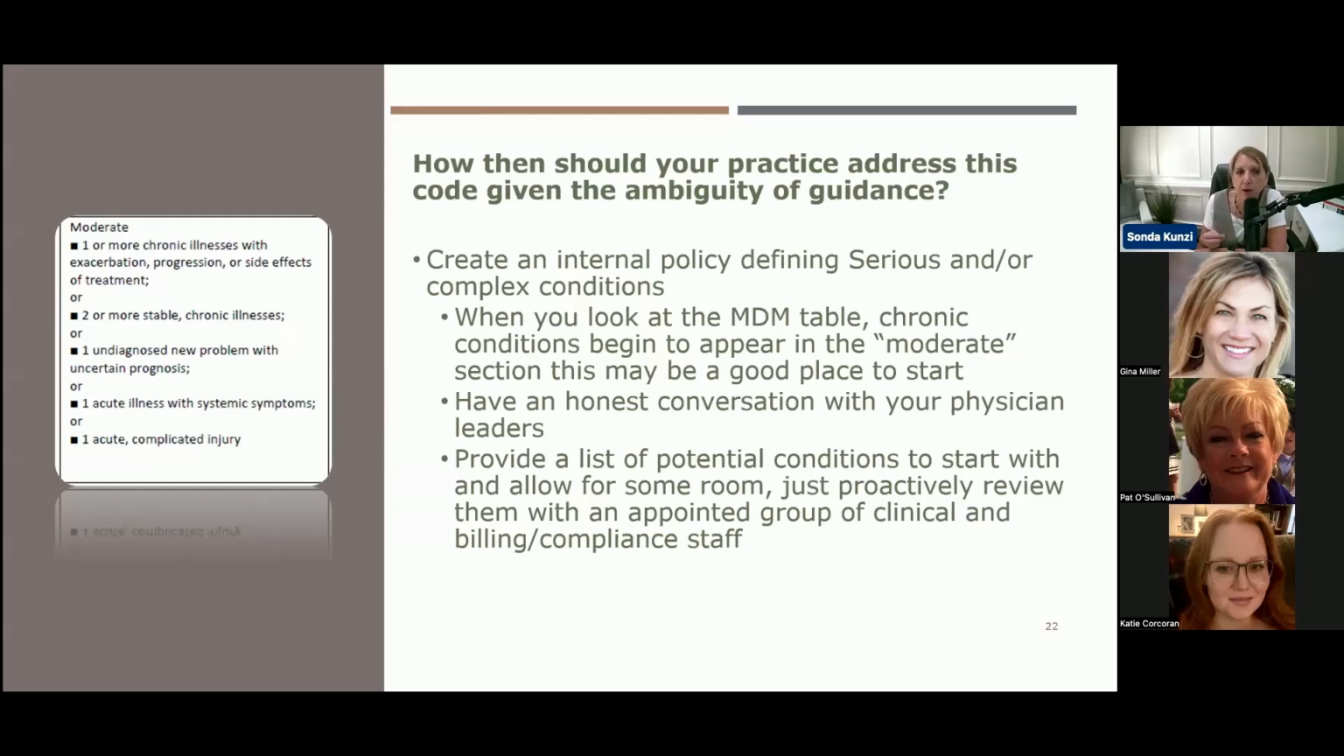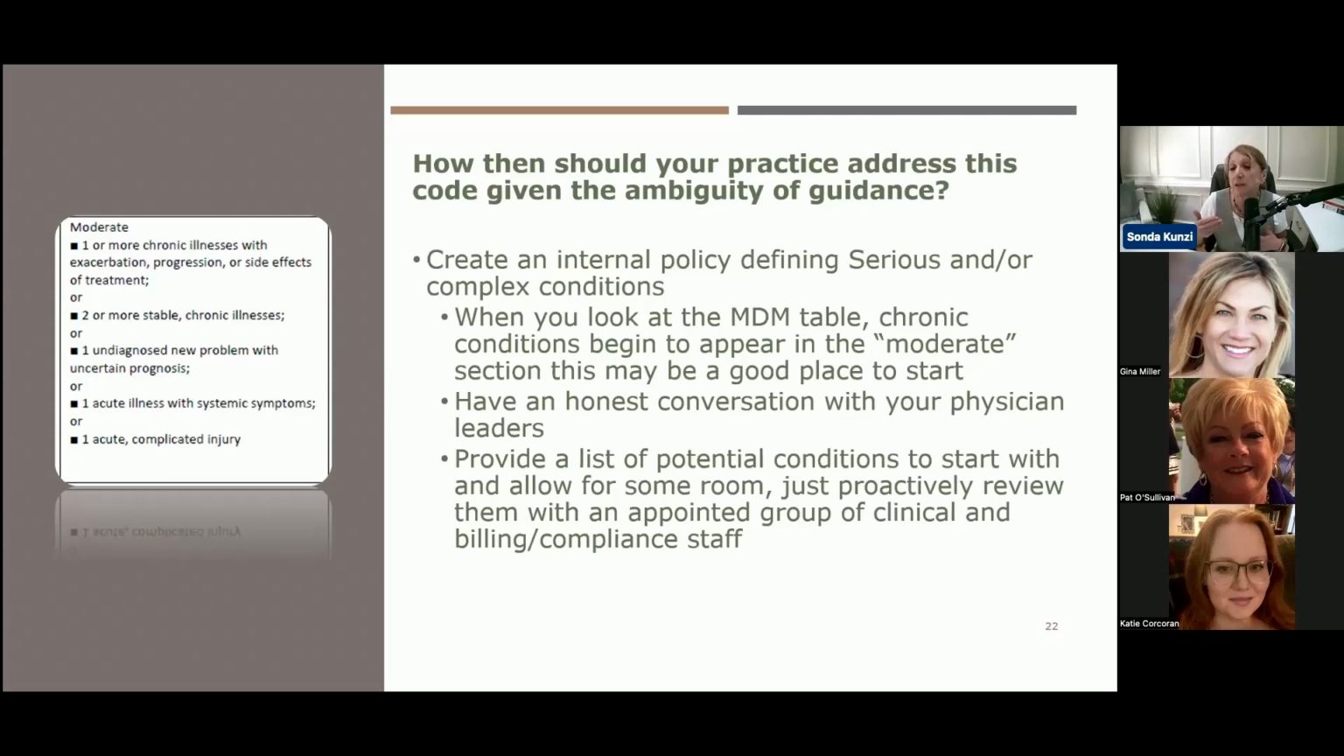You just want to talk about conditions. Since there's ambiguity, a nice place to start is in the moderate decision making. When you're working with your providers and they know the medical decision making chart, you can say, let's start here. And this is just a starting point to say, well, if they have one or more chronic conditions, probably they might qualify. They have two or more stables. They have an undiagnosed new problem, which may establish a new problem. Like, for example, a lump found on the breast. This is going to be a long-term thing where the patient was healthy. And now I have to have that.